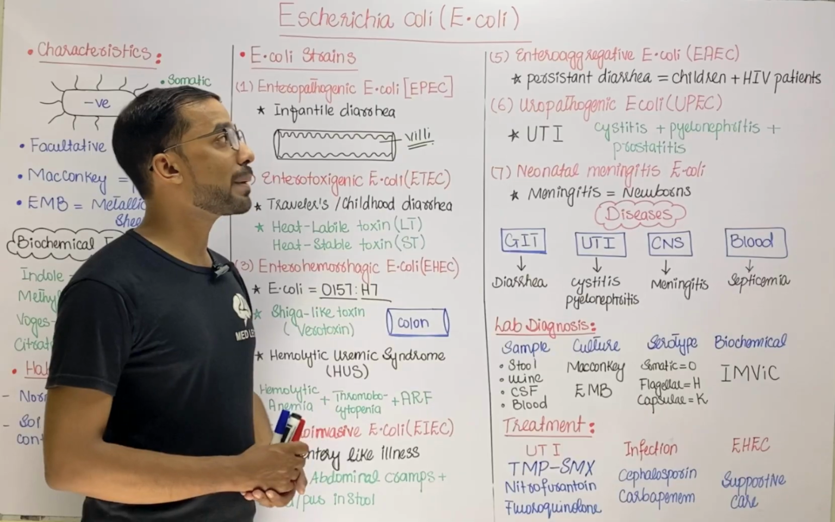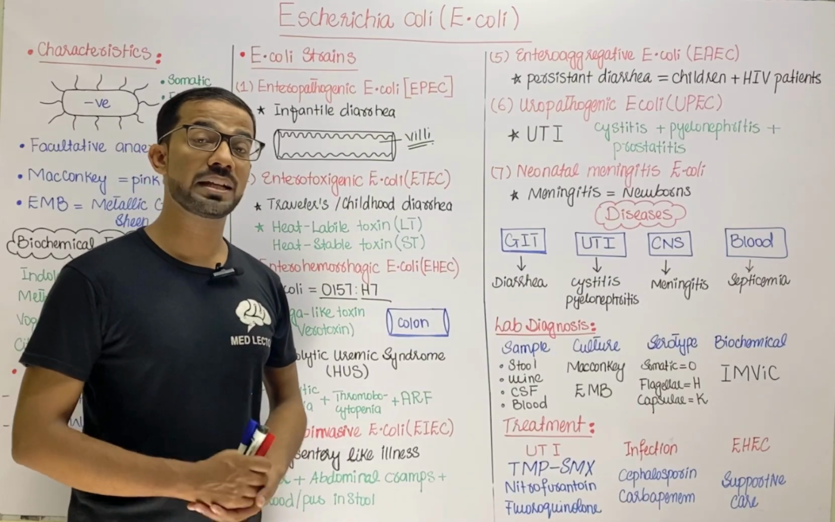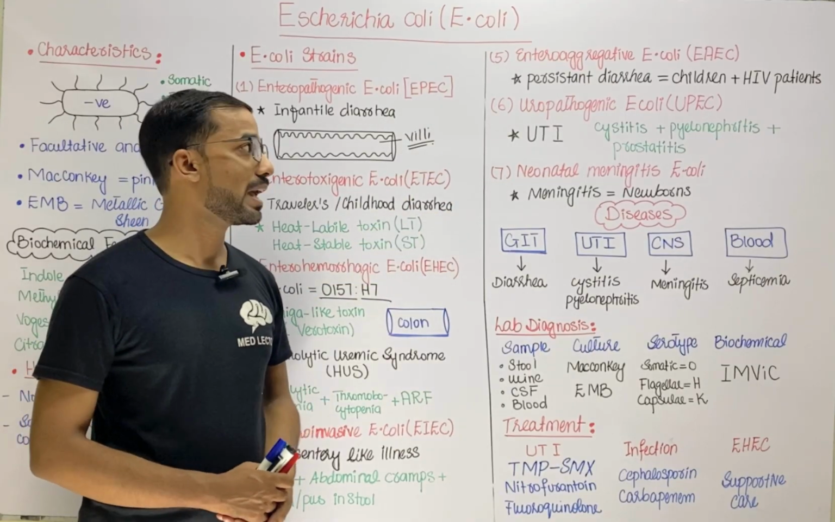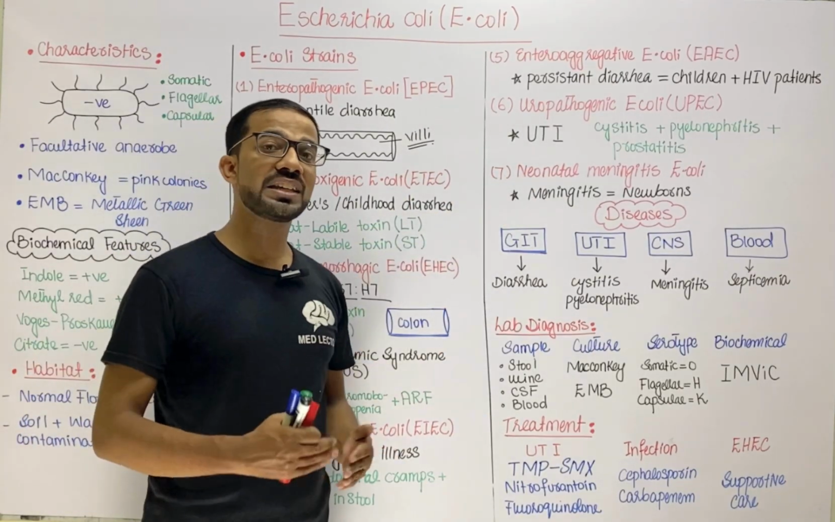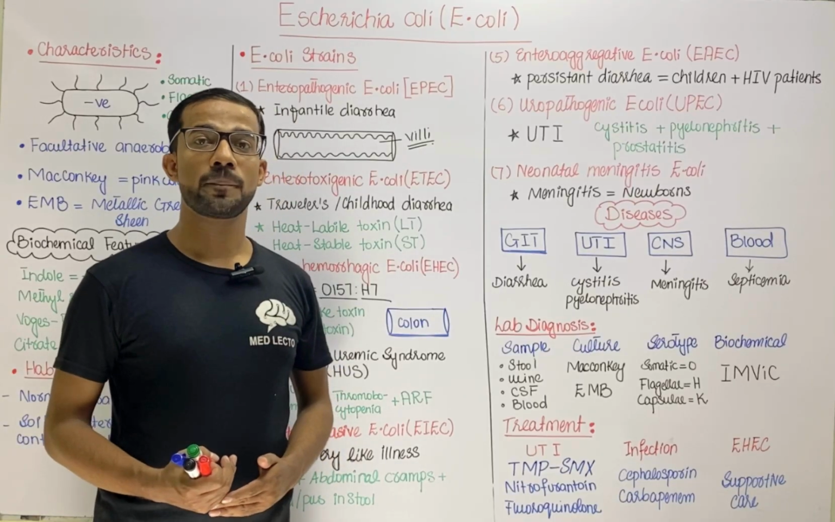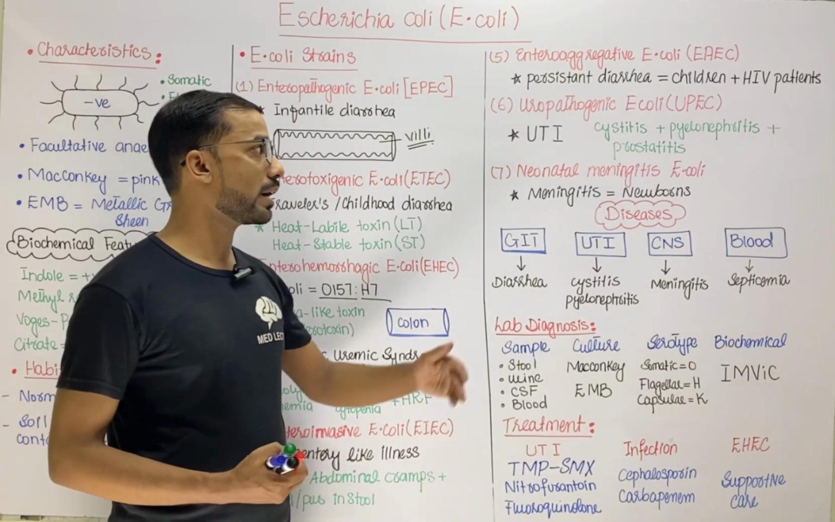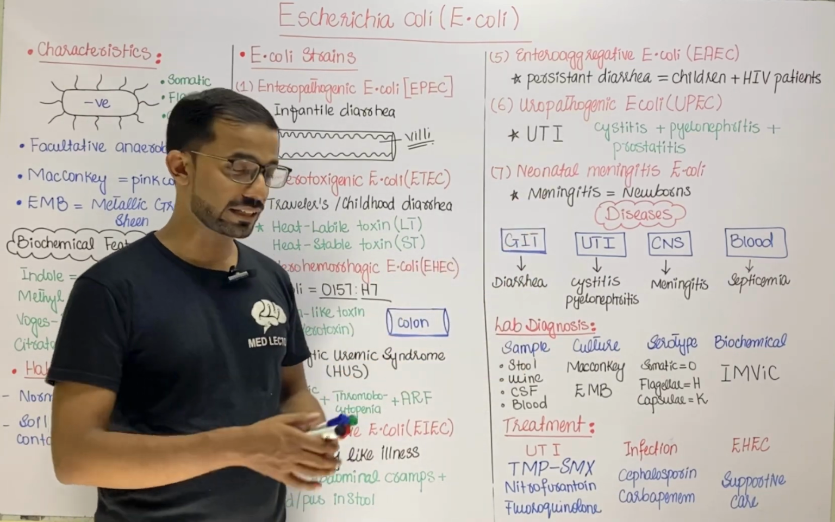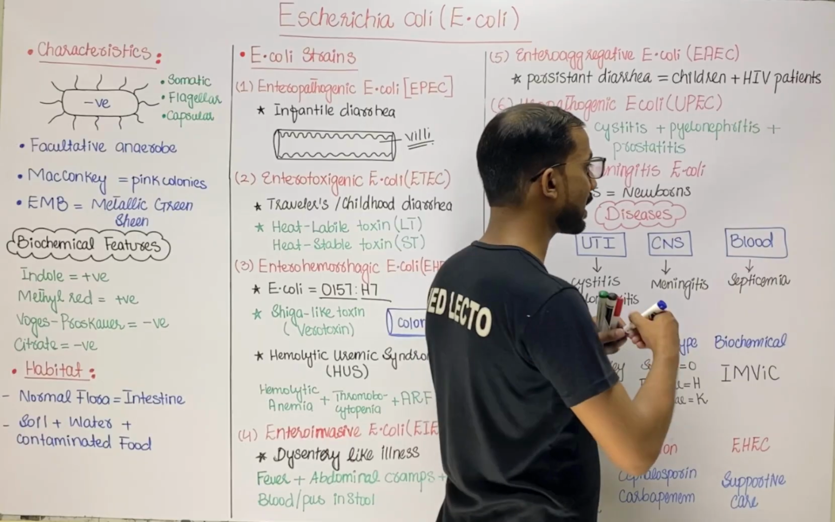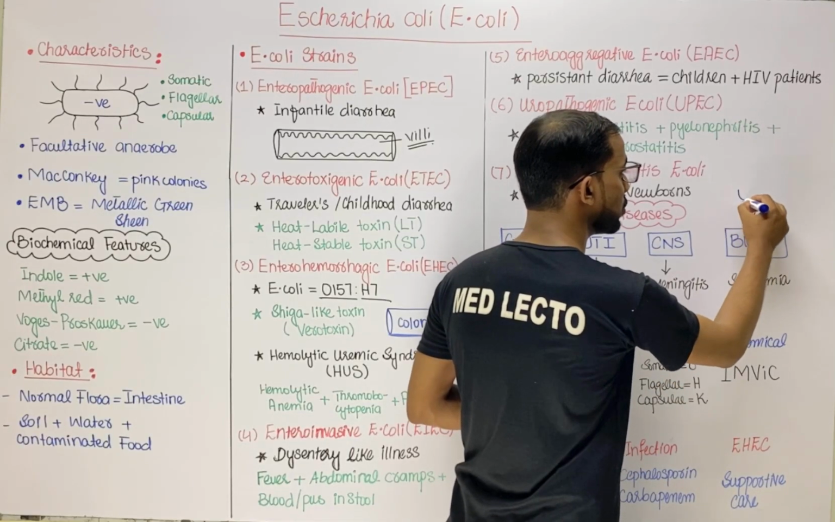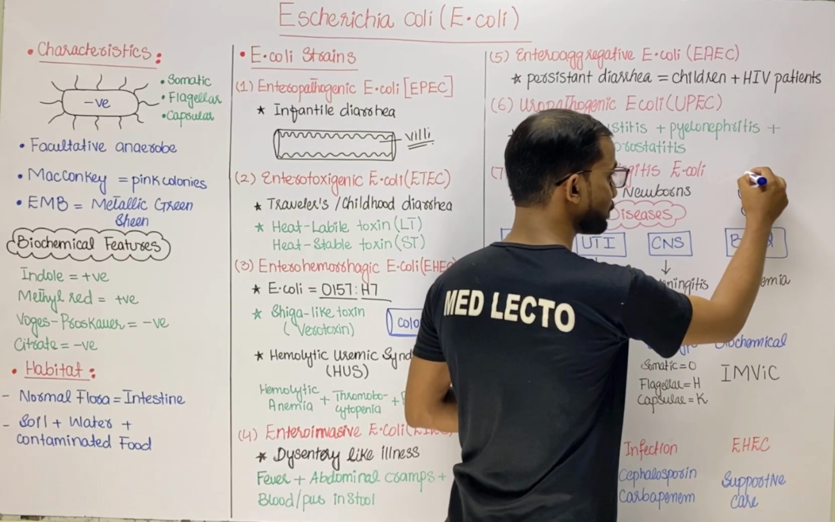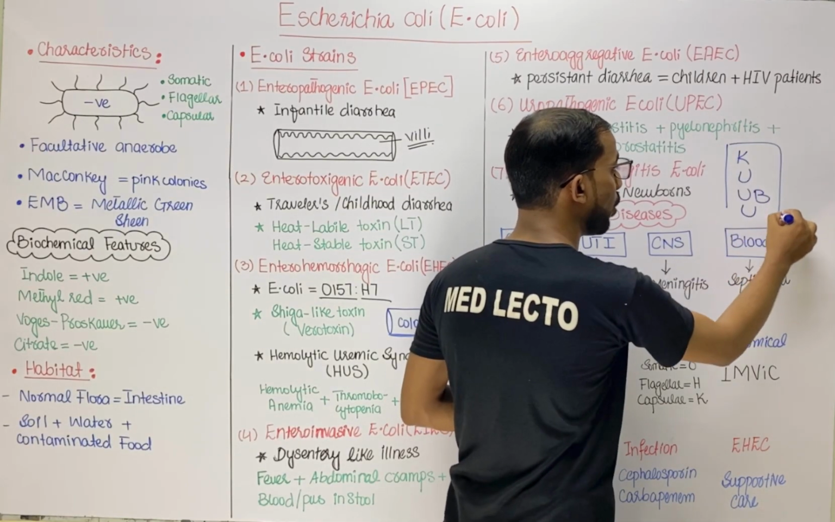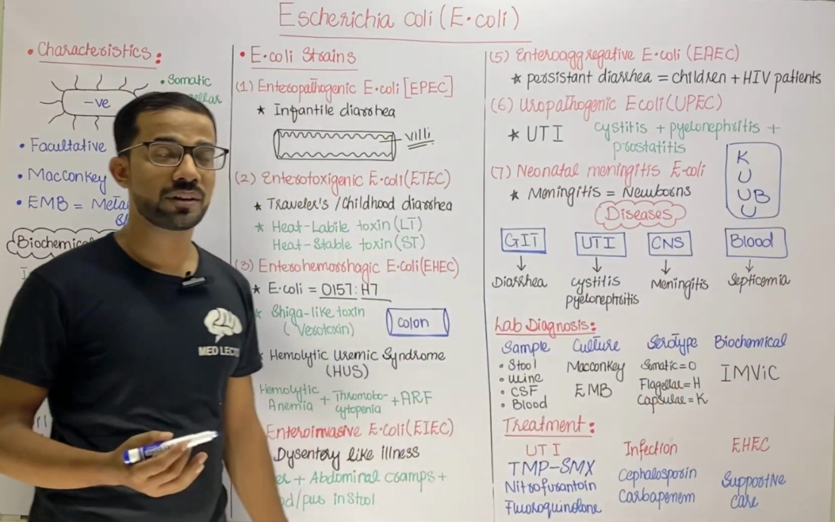Next is the uropathogenic E. coli. As the name indicates, uro, it affects the urinary tract. It causes UTI, urinary tract infection. In that case, you will see cystitis if the infection enters the urinary bladder. When it goes towards the kidney, it causes pyelonephritis. We have to remember the urinary tract: first is the urethra, second is the urinary bladder, third is the ureter, and last is the kidney. So these are the four most important components of our urinary system.